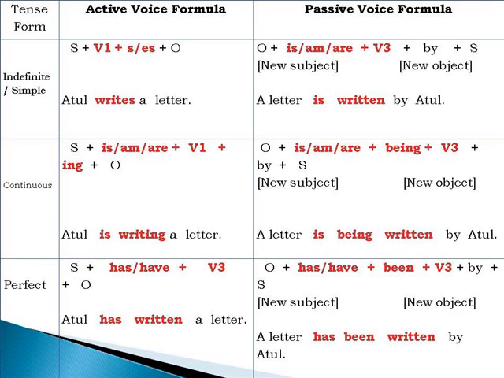Similarly, when it is a present perfect tense: subject plus has or have plus verb 3 plus object, and here object plus has or have plus been plus verb 3 plus by plus subject. "Atul has written a letter" becomes "A letter has been written by Atul."